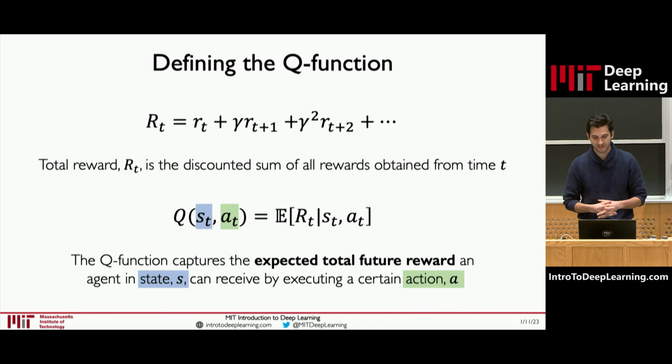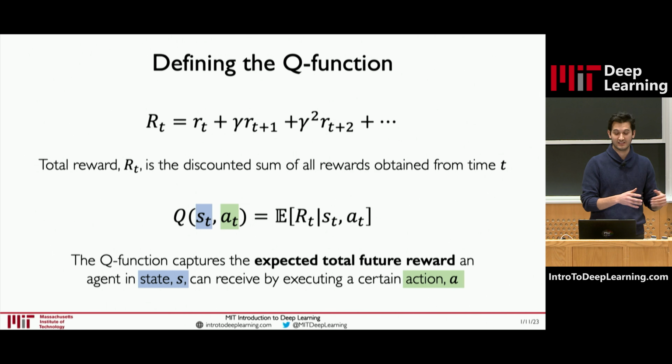So let me say that one more time in a different way. The Q function takes as input two different things. The first is the state that you're currently in, and the second is a possible action that you could execute in this particular state. So here, S of t is that state at time t, A of t is that action that you may want to take at time t, and the Q function of these two pieces is going to denote or capture what the expected total return would be of that agent if it took that action in that particular state.